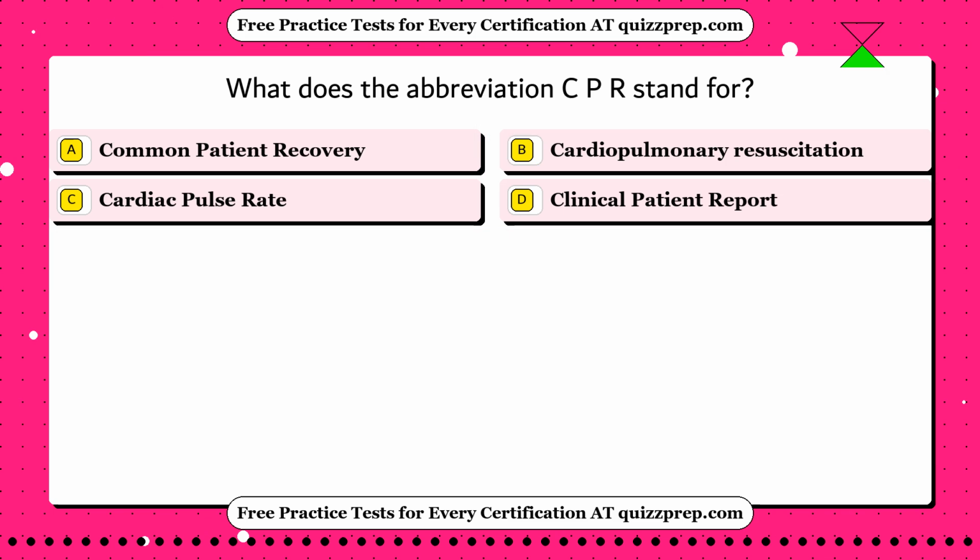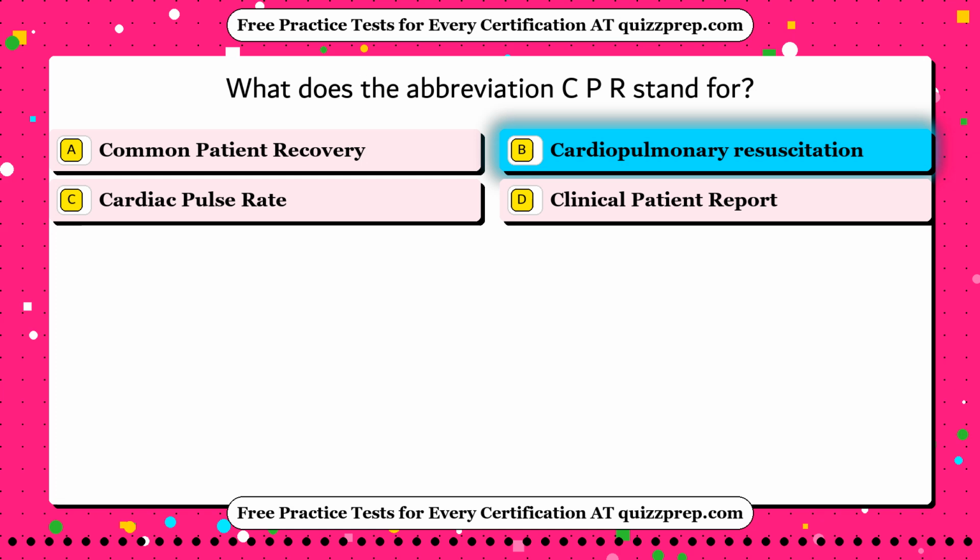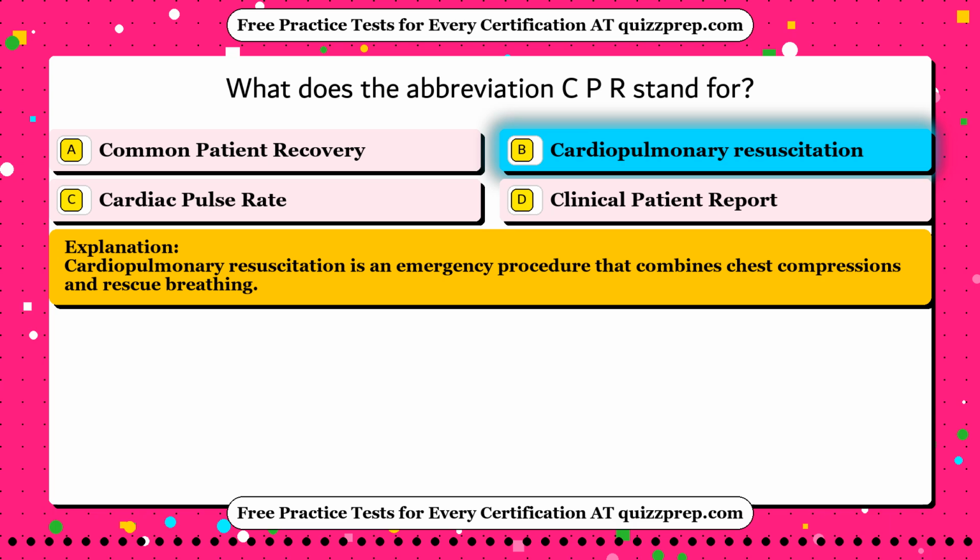Question 28. What does the abbreviation CPR stand for? Option A, common patient recovery. Option B, cardiopulmonary resuscitation. Option C, cardiac pulse rate. Option D, clinical patient report. The correct answer is option B, cardiopulmonary resuscitation. Cardiopulmonary resuscitation is an emergency procedure that combines chest compressions and rescue breathing.